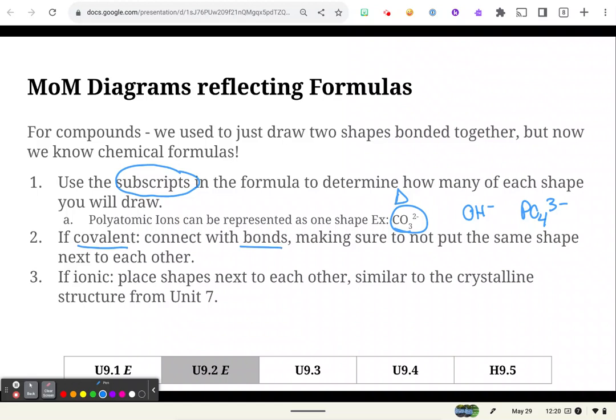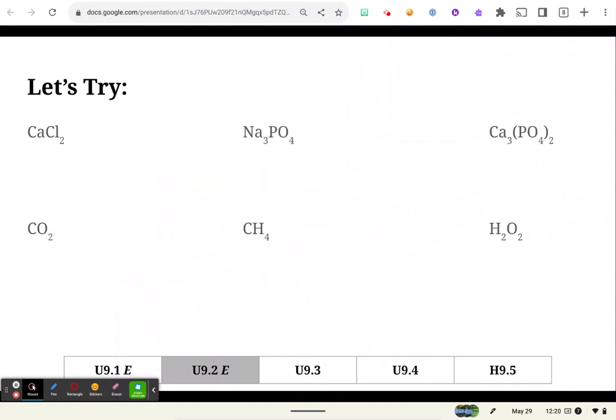Again, if you have covalent, you have bonds. If you have ionic, you don't have bonds, you just have your attractions. All right, so let's try just a few of these. First of all, we want to identify things as ionic or covalent. So you can go through, try that first, and then pick up the video again to check your answers.